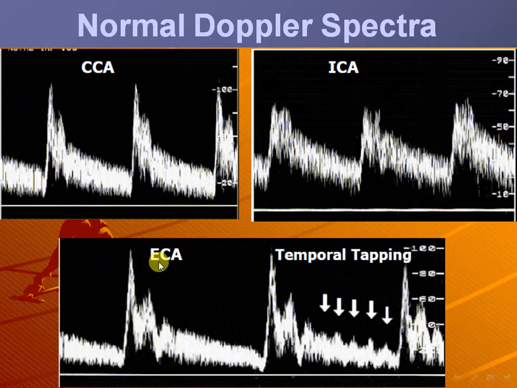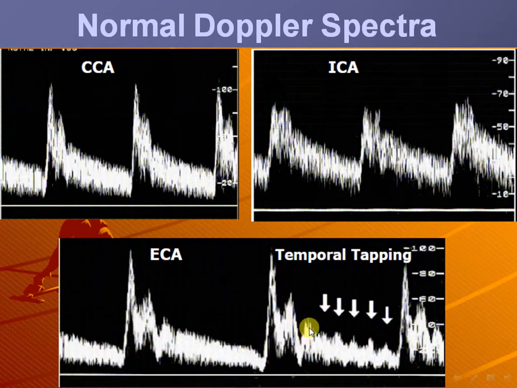While you can see in the external carotid artery, a high resistance pattern. The peak systolic velocity is about 100, and the end diastolic velocity is very close to zero, okay? This is a high resistance pattern.